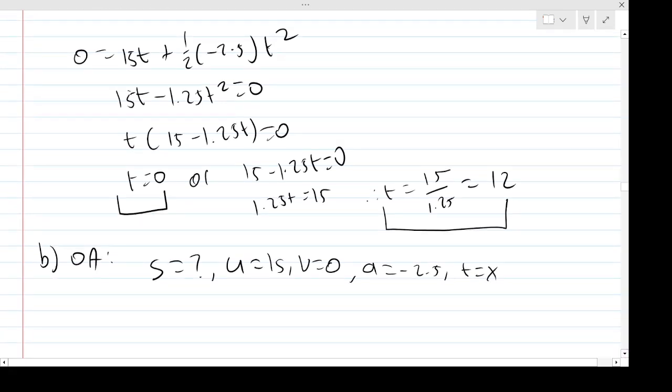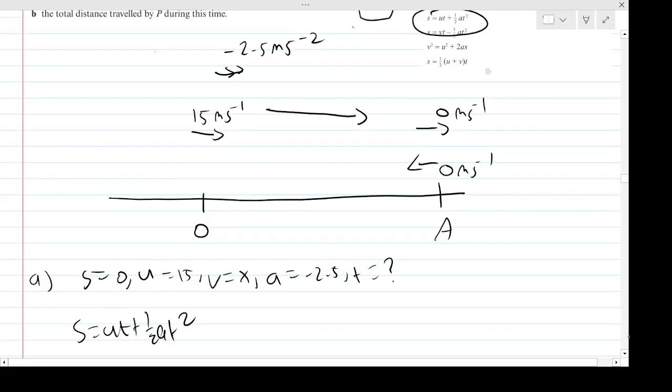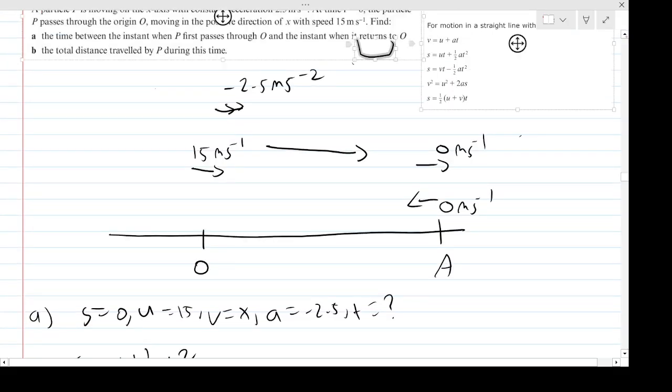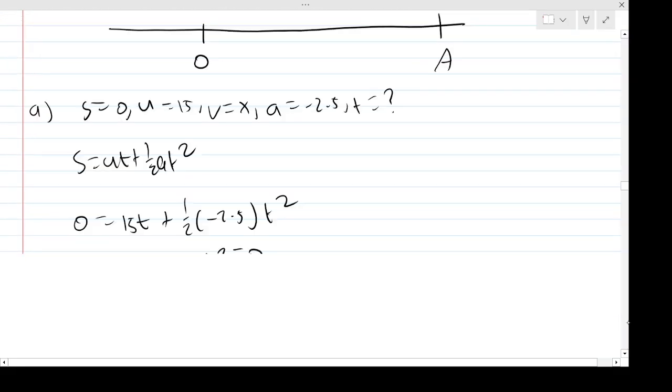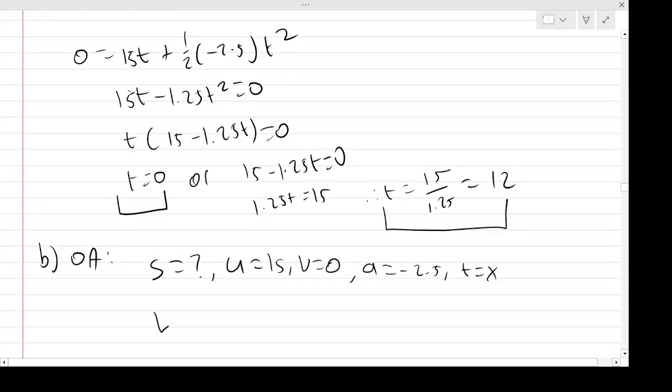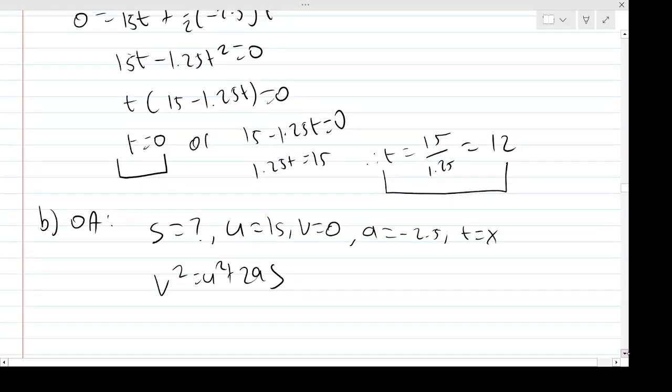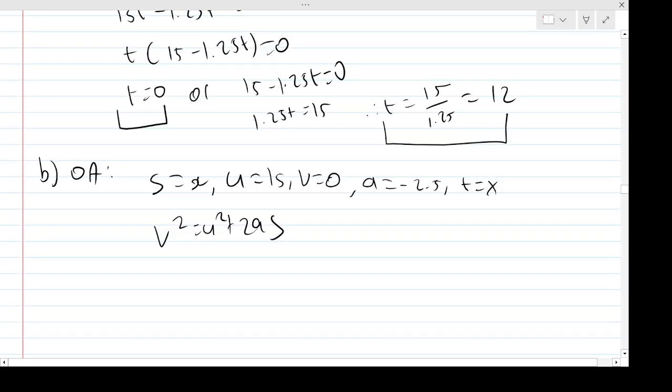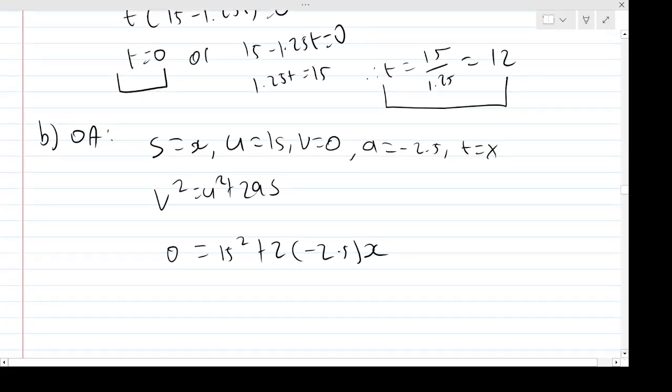Right. So, which formula does not include T? I don't care about T. Which one of these 5 formulas here doesn't involve a T? This one here, V squared is U squared plus 2AS. So that's what I'm going to use. If I sub my values in, again, I'm going to call it X, just because I don't want to confuse it with a 5 or something like that. So V squared, which is 0, is going to be 15 squared, add 2 lots of minus 2.5 lots of X.